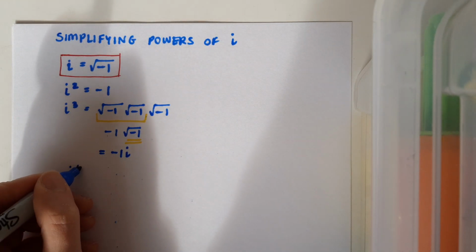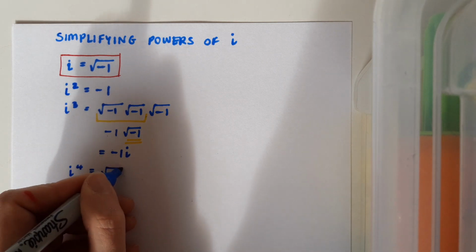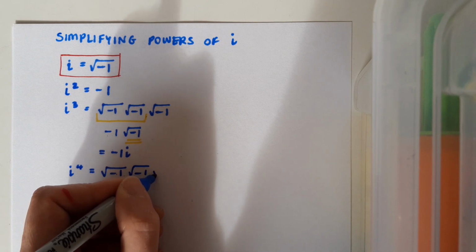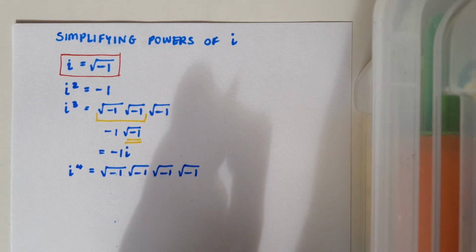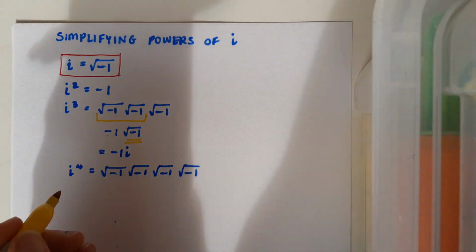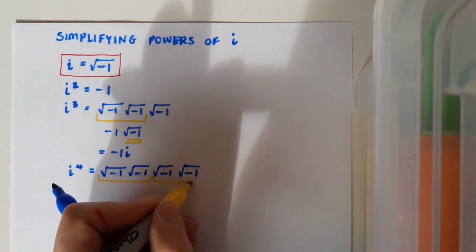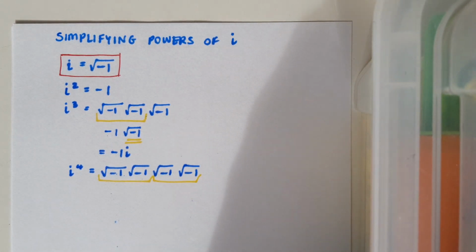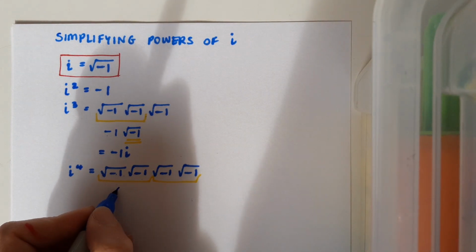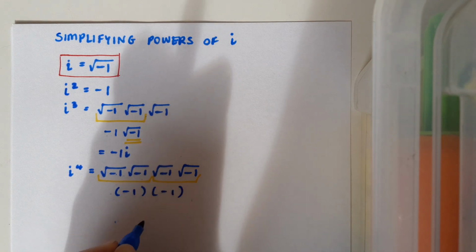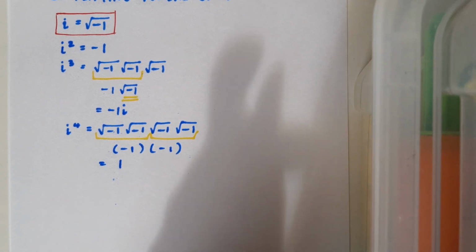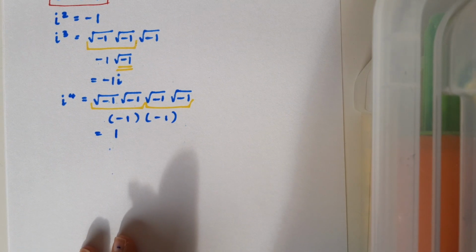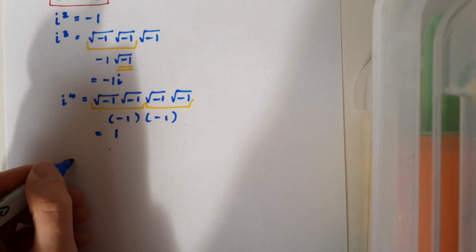i to the power of 4 is equal to, now I'm not going to write it out this much every single time, but just to give us an idea of what's going on. So I've got root minus 1 by itself 4 times, but of course every pair is going to give me a minus 1. So what I've really got now is minus 1 by minus 1, and that's equal to 1. So if you think about it, what I'm really doing is looking to see how many pairs I have within it.